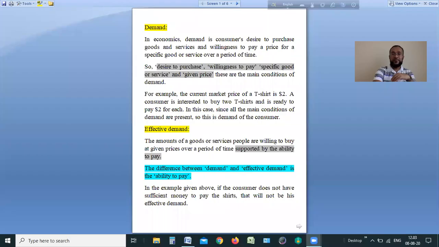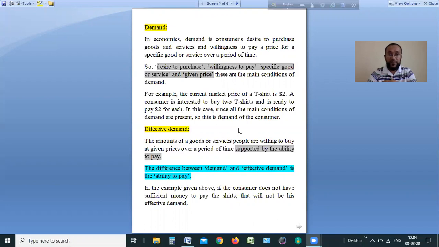Now let us see the definitions of effective demand and normal demand. See here, as I said, in economics, demand is consumers' desire to purchase goods and services and willingness to pay a price for a specific good or service over a period of time. So the desire to purchase, willingness to pay, specific good or service, and given price, these are the main conditions of demand.